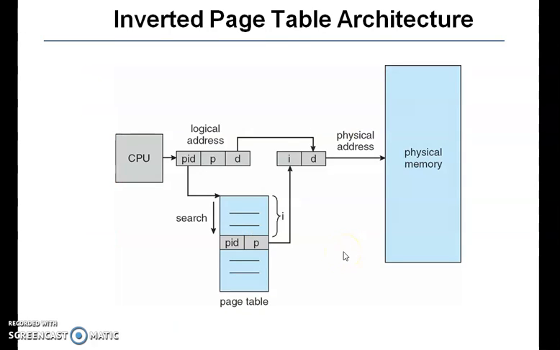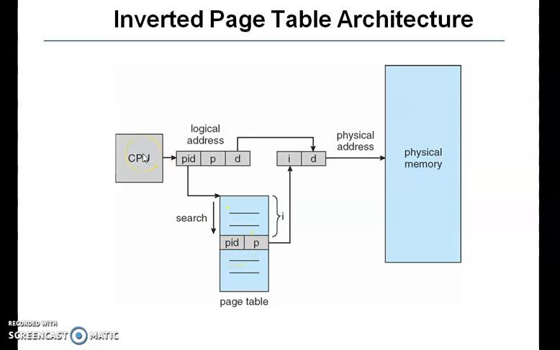The diagram shows the inverted page table architecture. The page table shown in the diagram is common for the entire system. For every page in the physical memory, there is a corresponding entry. Since each page may be owned by different processes, along with the page number, we also have to maintain the process ID, or process identifier, here.